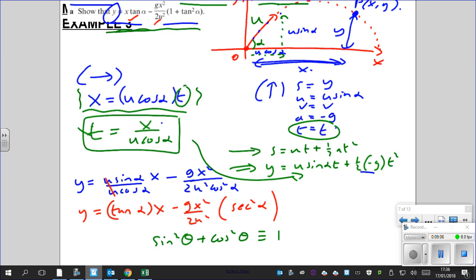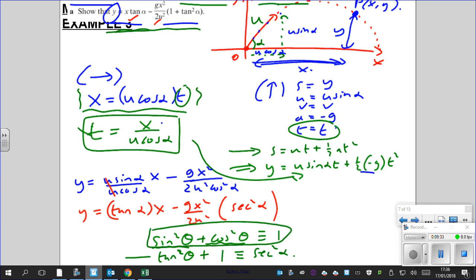You know that sine squared plus cos squared is always equal to 1. If you divide every single element by cos squared, sine squared over cos squared gives you tan squared, cos squared over cos squared is 1, and 1 over cos squared is sec squared. So what I've done here is show you another Pythagorean identity.